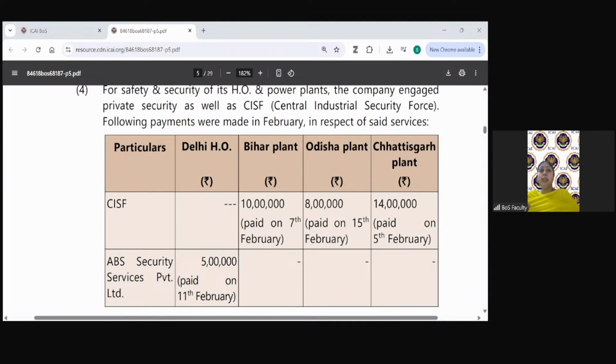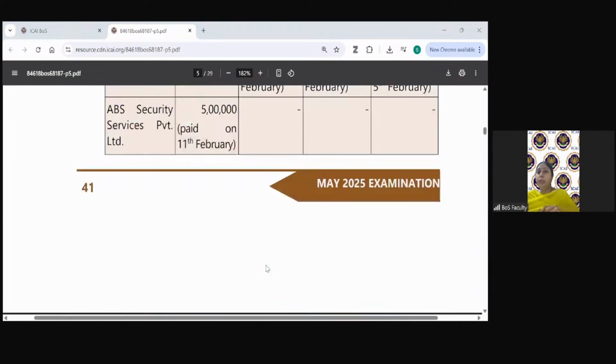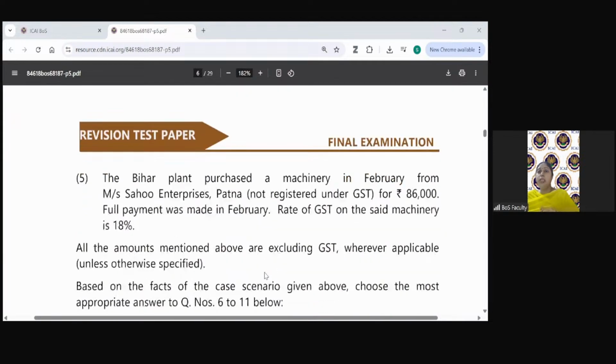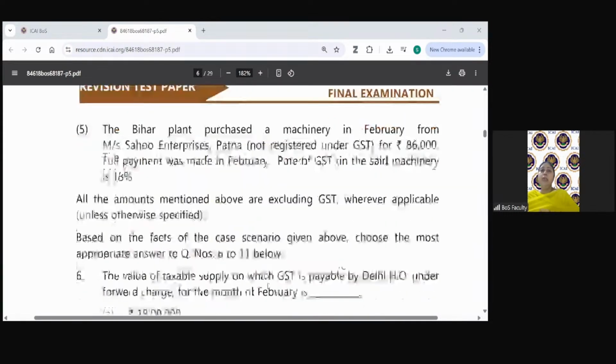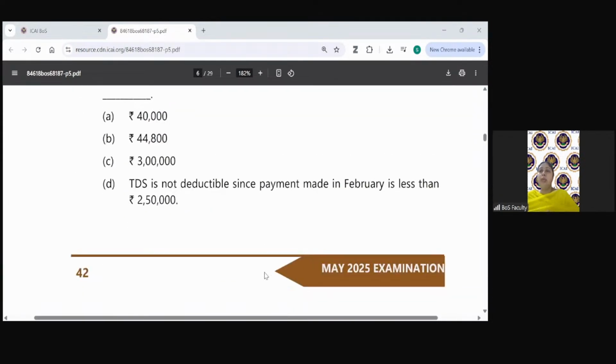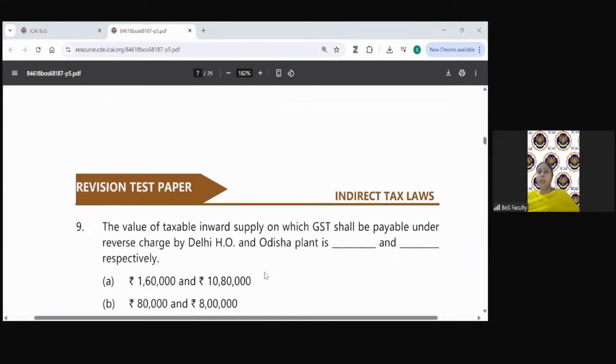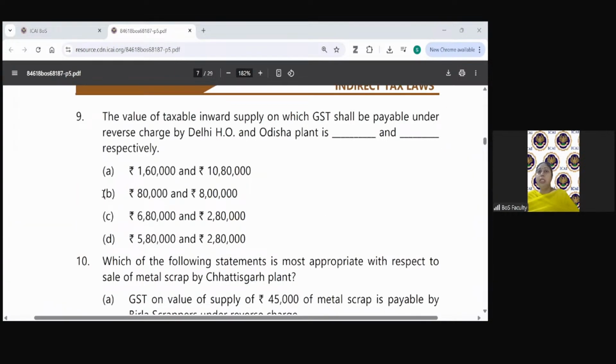Odisha is receiving security services from the non-body corporate, that is CISF. So this 8 lakh amount becomes taxable under reverse charge. Why? Because these security services are provided by other than a body corporate. Let us see any more transactions for Odisha. No transactions for Delhi. So finally, the amount of reverse charge came 80,000 for Delhi HO and 8 lakhs for Odisha plant, which is option B. That is 80,000 and 8 lakhs is the amount taxable under reverse charge.